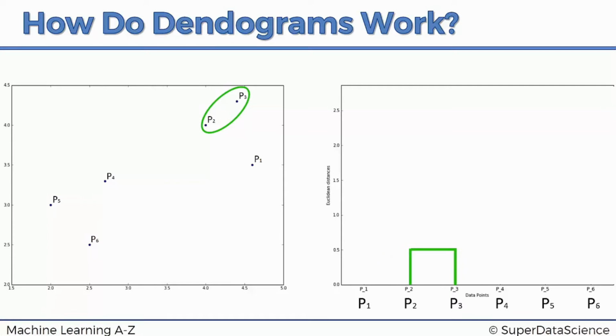Next, we're going to proceed to the next step in our HC algorithm. We're going to perform step 3.